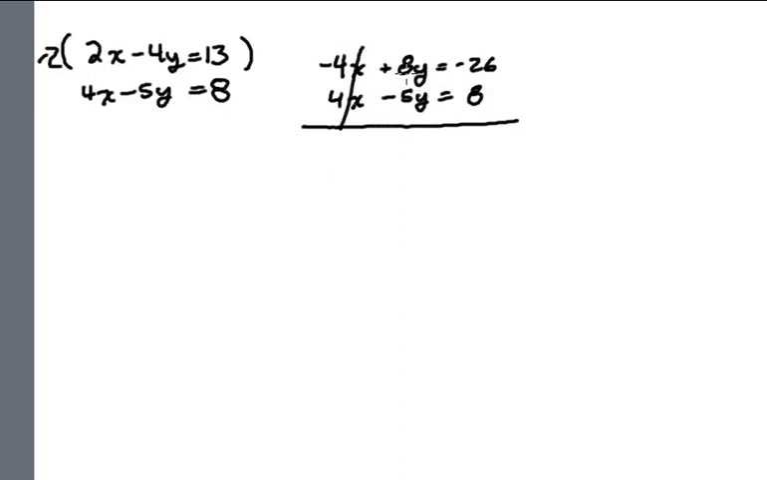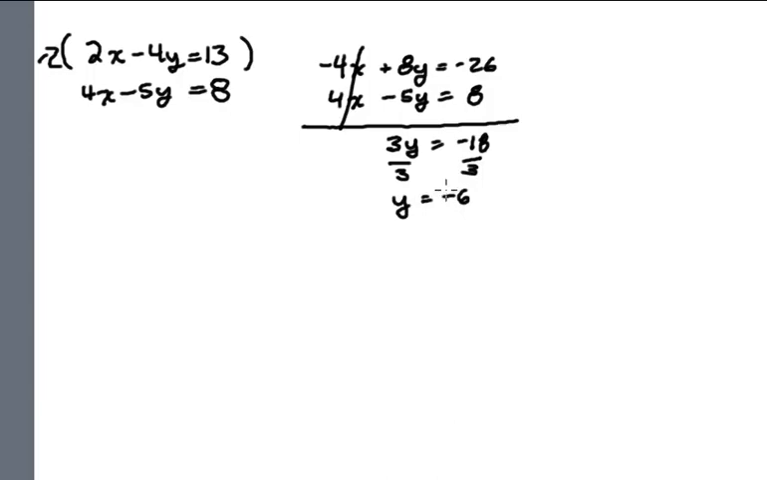8y, so I'm adding vertically here. 8y minus 5y is 3y. Negative 26 plus 8 is negative 18. Now I divide both sides by 3. And I get y equals negative 6.